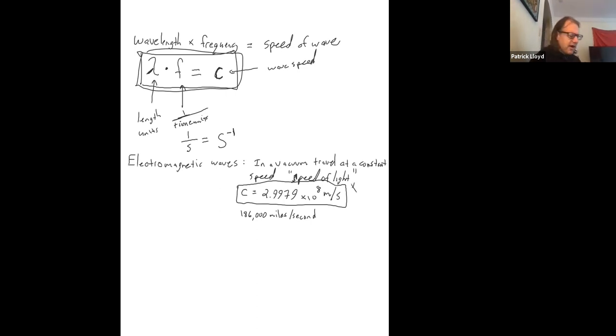Sometimes people just round it off. They round it off to 3.00 times 10 to the 8th meters per second. Some people round it to 3.0 times 10 to the 8th meters per second. I go back and forth. Sometimes I use 3.0, or if I'm doing an estimate, I'll just use 3 times 10 to the 8th because it's pretty close to 2.9979. It's only off a little bit. Okay. So the first set of problems you're going to do, I know this is a lot of background, is to just start calculating wavelength and frequency based on this equation. Okay.